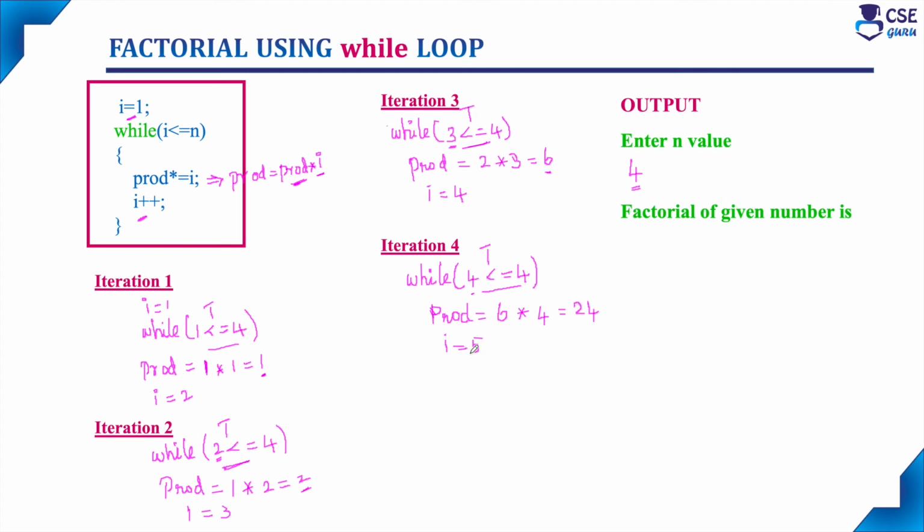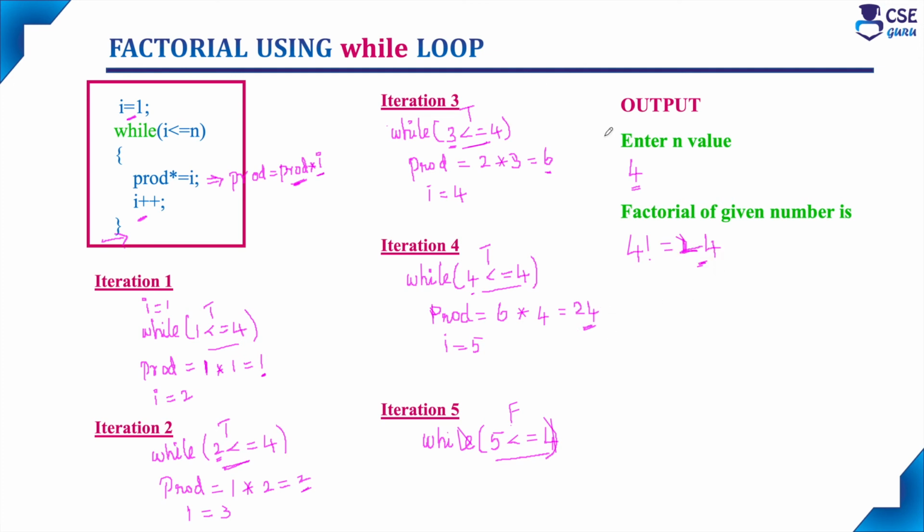Next, consider the next iteration with i value 5. Check the condition: 5 less than or equal to 4. Condition fails. Now it will not allow the body of the loop to execute. Control will transfer to the next statement in the C code. The next statement uses the printf statement to print the n value and the product value, that is, 4 factorial is equal to the product value 24.